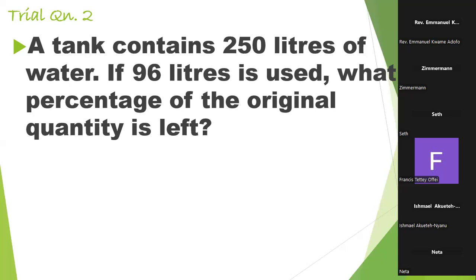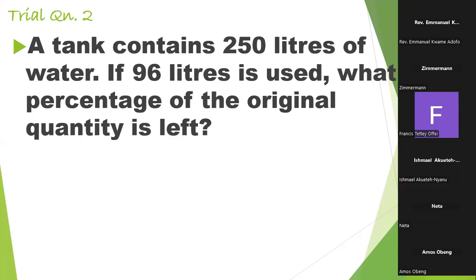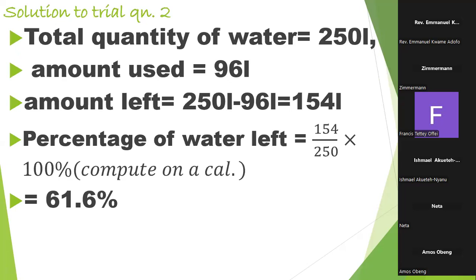Papa, let me also try mine. I know the original quantity is 250 liters. The quantity used is 96 liters. So to get the quantity left, I subtracted the used from the original quantity. That gave me 154 liters left. To calculate the percentage, I divided the water left by the original quantity and multiplied by 100. So 154 liters divided by 250 liters, then multiplied by 100. I had 0.616 times 100, which gave me 61.6%. That is also good, about the same formula that I use.